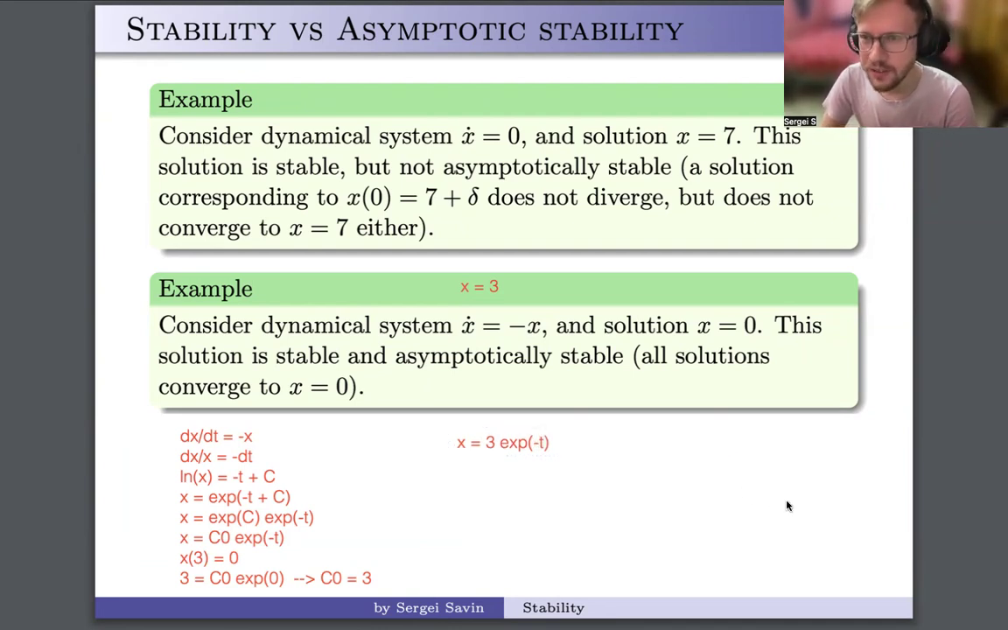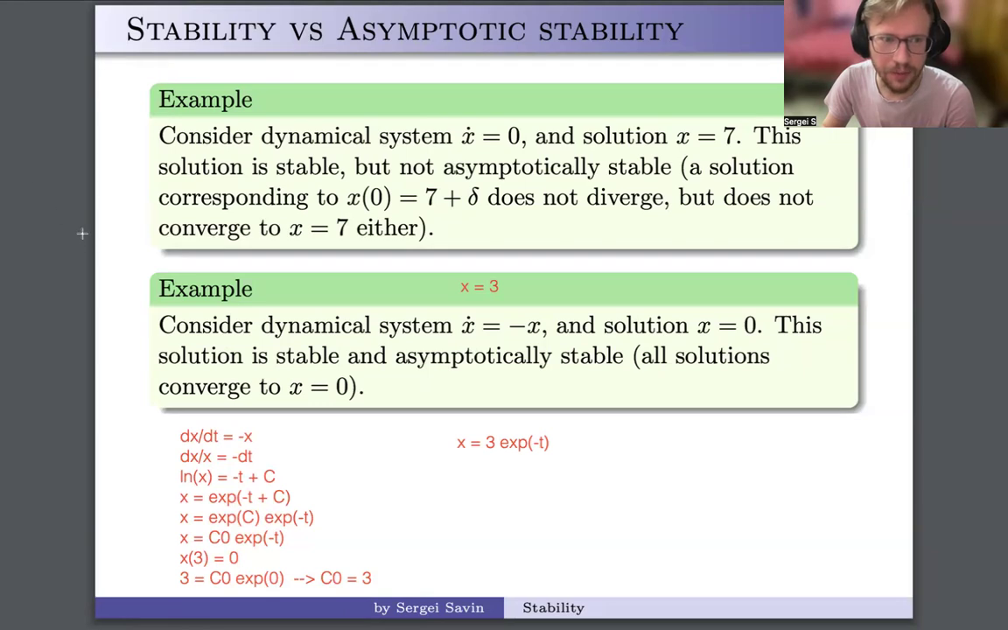So is this a familiar process for any of you? Yep, we know it. Okay, good. Good. So this is a solution to this equation.